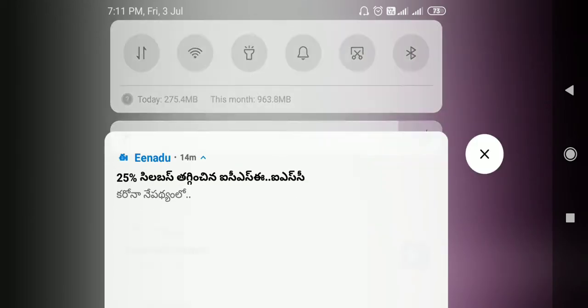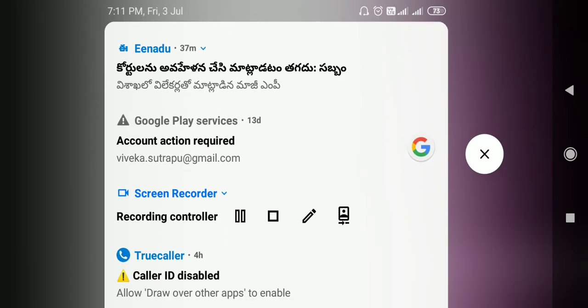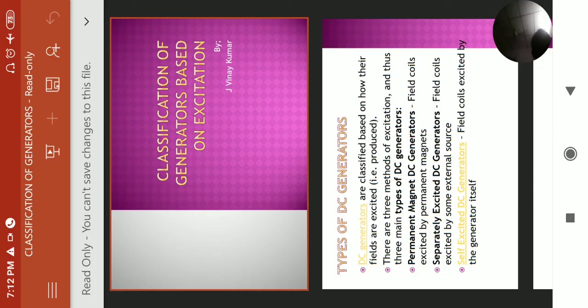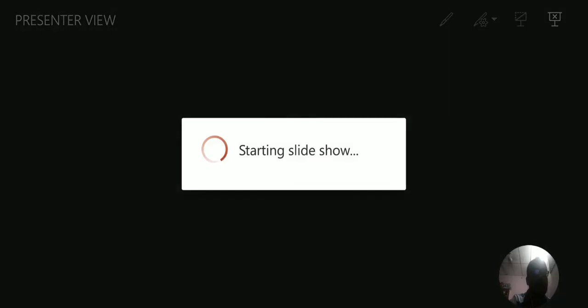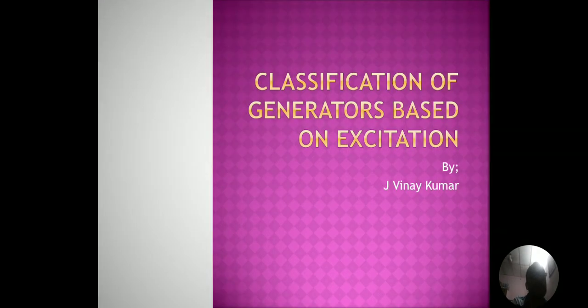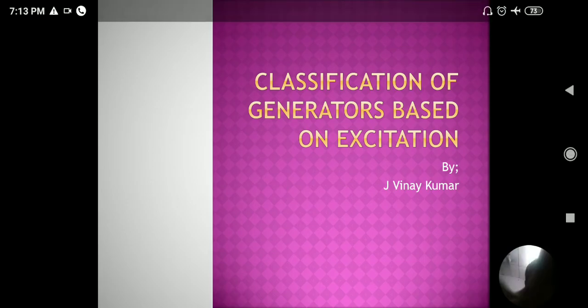This is the end, and now let us learn the next topic, that is classification of generators based on excitation.